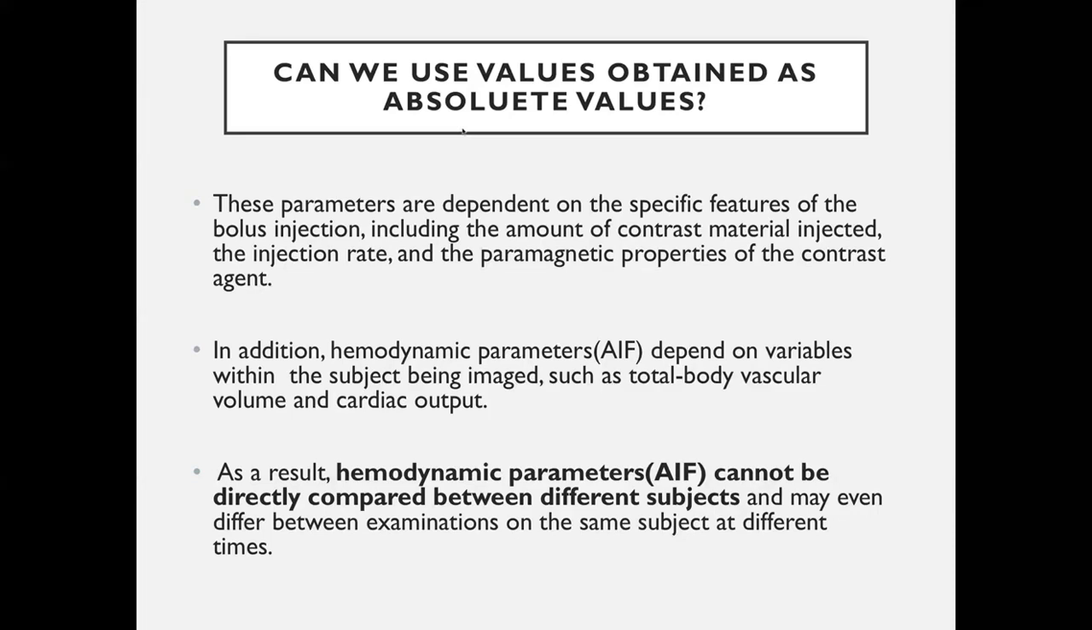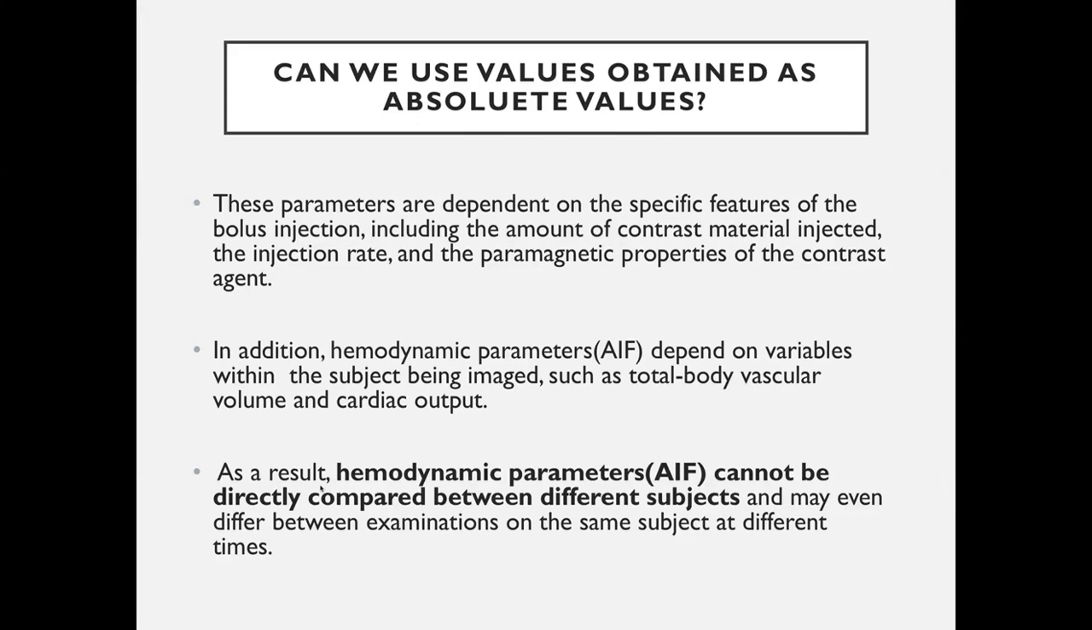There is a problem to it, because we have already discussed the parameters are dependent on so many things. Bolus injection, amount of contrast being given, injection rate. These are not standardized things. They vary from institute to institute. In addition, AIF depends on cardiac output, vascular stenosis, everything. So we cannot compare these values with one another directly, which we are obtaining on those maps.